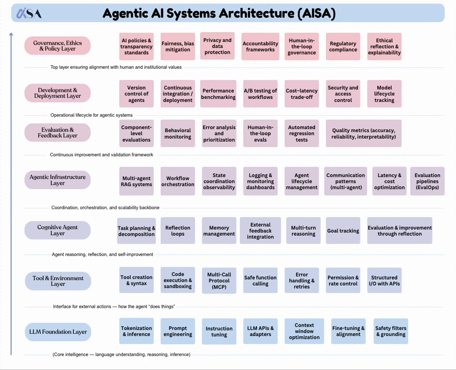The key idea behind AISA is simple but powerful. Agentic AI is a systems problem, not a model problem. By separating concerns and making responsibilities explicit, AISA helps us reason about agent behavior, diagnose failures, and design systems that scale in capability without scaling risk. You don't need to adopt AISA to benefit from it. Even using it as a mental model can improve how you design, evaluate, and discuss agentic AI systems.